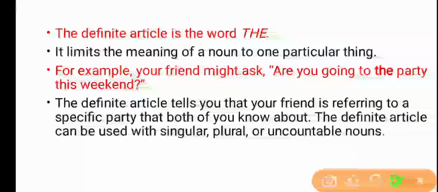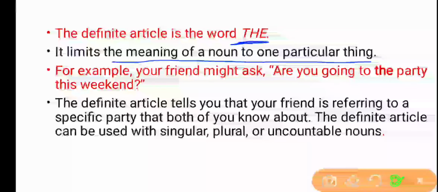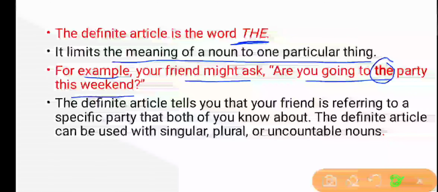The definite article is the word "the." It limits the meaning of a noun to one particular thing. That means when we are talking about something particular, at that time we use "the." "The" is called the definite article because it points out some particular person or thing. For example, your friend might ask, "Are you going to the party this weekend?" Here I have used the word "the" in front of party. The definite article tells you that your friend is referring to a specific party that both of you know about.